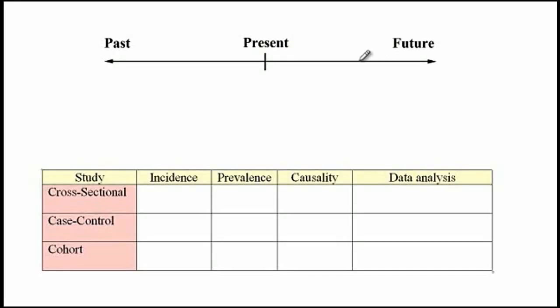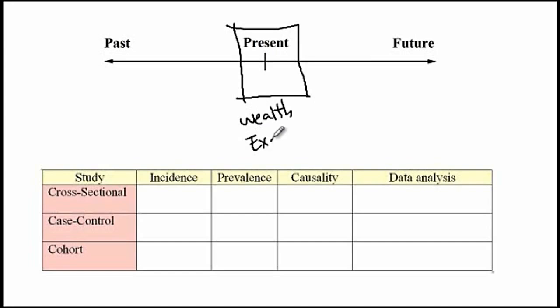For this question, I would like to compare cross-sectional, case control, and cohort study. So let's start with cross-sectional study. Cross-sectional study is a type of study that is done at one point in time. Let's say, for instance, we want to check the association between wealth and exercise. So we go out there and find out what percentage of wealthy people are actually exercising.